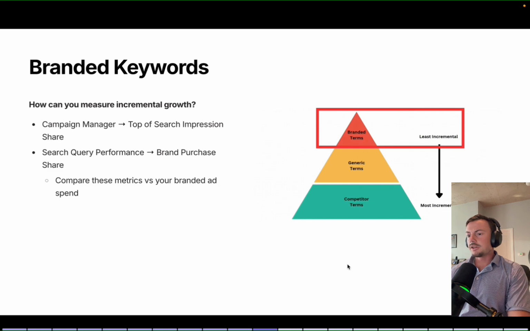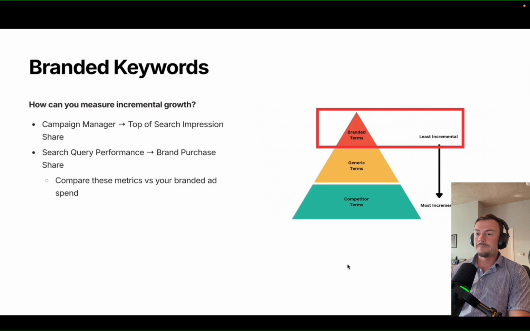How can you measure incremental growth? There's 2 core KPIs that I like to look at. One is found in Campaign Manager, the top of search impression share. This essentially shows you how often you're showing up top of search and ahead of any competitors who are bidding on your branded terms. And then the second core KPI is the search query performance. This is your brand purchase share. So you want to measure both of these metrics against your branded ad spend and look for any trends.